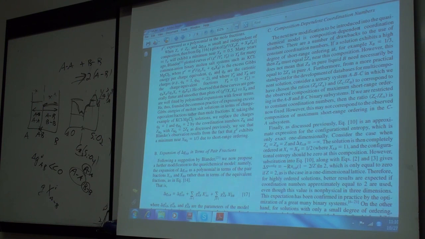I'm going into the details of the quasi-chemical model in great detail because that's what you're doing. Okay, let's take a break. I'm just about finished actually. Take a 10-minute break.